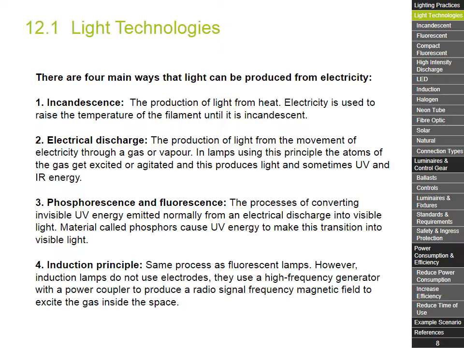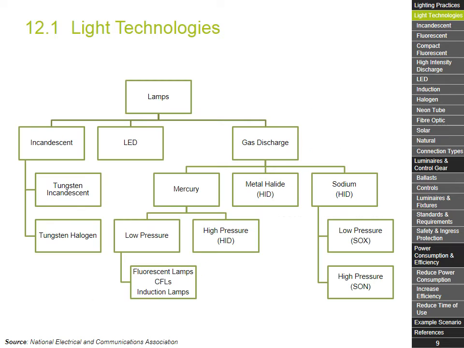The fourth and final way employs the induction principle, which is the same process as the fluorescent lamp. However, induction lamps do not use electrodes. They use a high-frequency generator with a power coupler to produce a radio signal frequency magnetic field to excite the gas inside the space. There are a few categories of lamps which more generally fall under the categories of incandescent, LED, or gas discharge types. From this hierarchy chart, you can see that gas discharge lamps are the most numerous in variety, though these are more usually found in industrial applications.